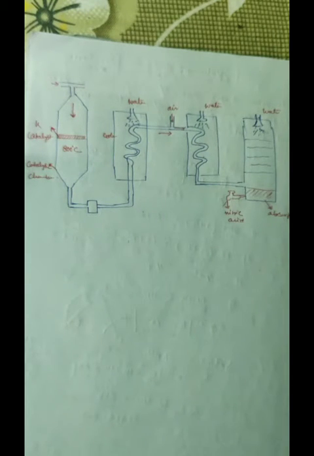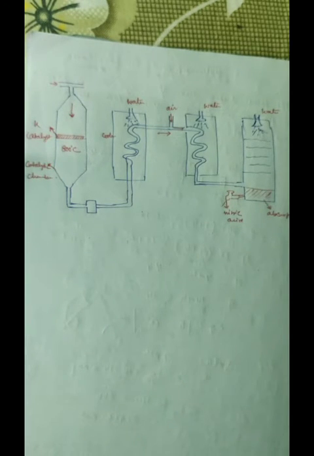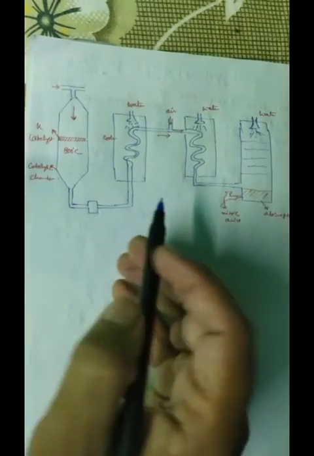Now, dear student, today we are going to start a new portion: preparation and manufacture of nitric acid by the Ostwald process. The process is explained in three steps. First is catalytic oxidation of ammonia.